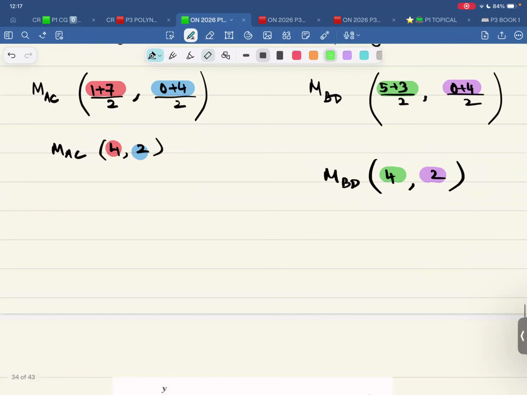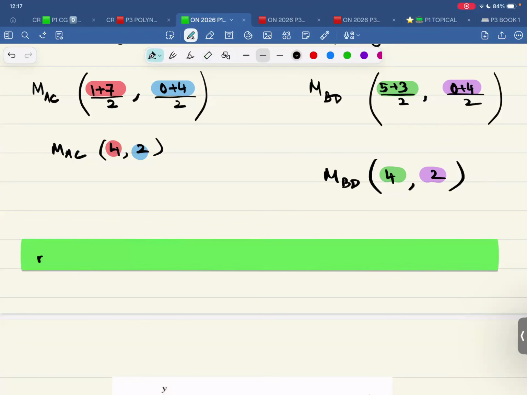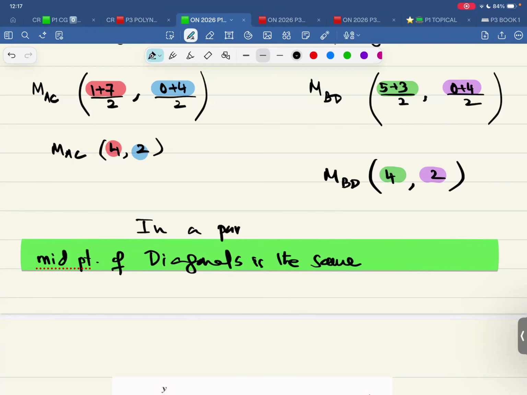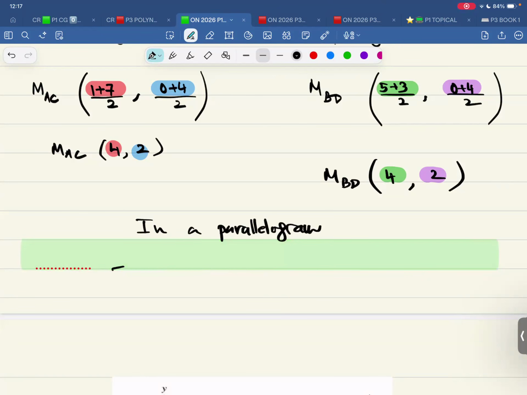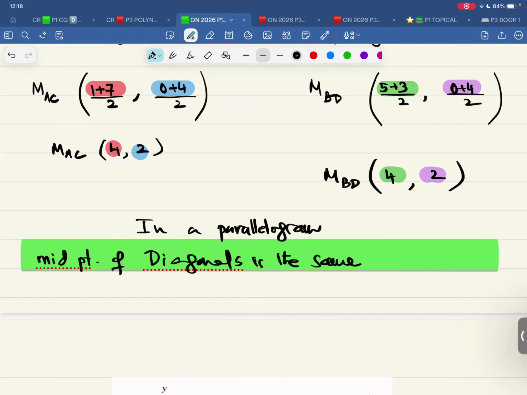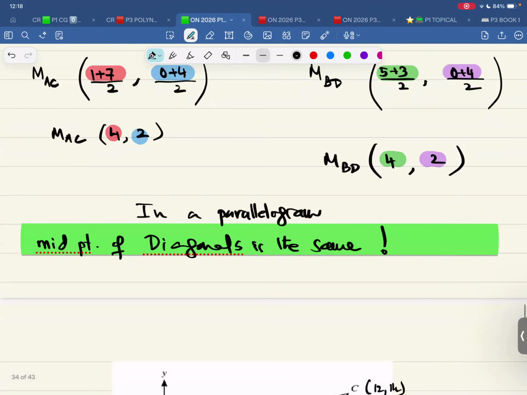So now you have unlocked a new property. That new property of a parallelogram is: in a parallelogram, the midpoint of the diagonals is the same. Is this all good, all clear? That's a very, very important property that is useful.